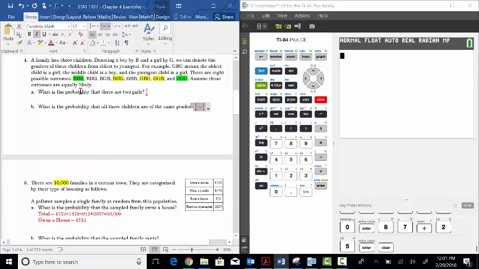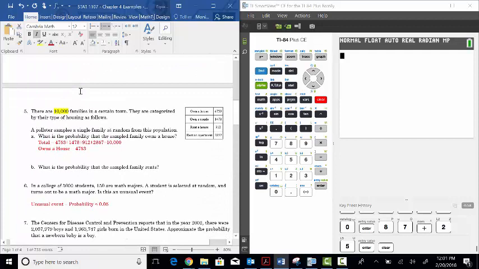All right, next question. It says there are 10,000 families in a certain town. They are characterized by their type of housing as follows. So we have this little table, this little chart, and they broke it down by owns a house, owns a condo, rents a house, or rents an apartment. I went ahead and calculated out the total just to make sure, but they already told us the total from the very beginning was 10,000. So if you add them all up, you should get 10,000.